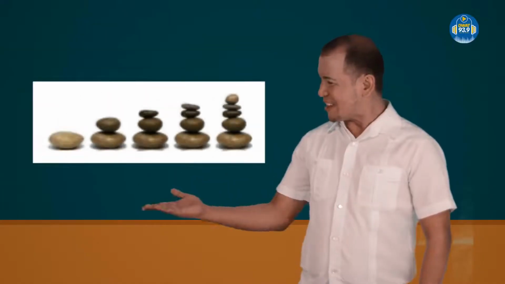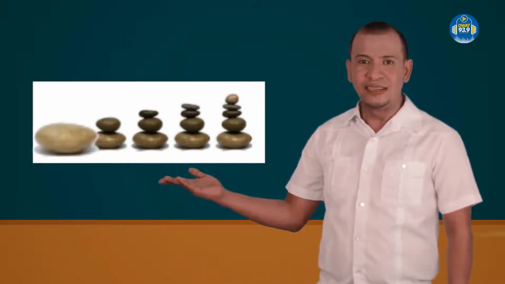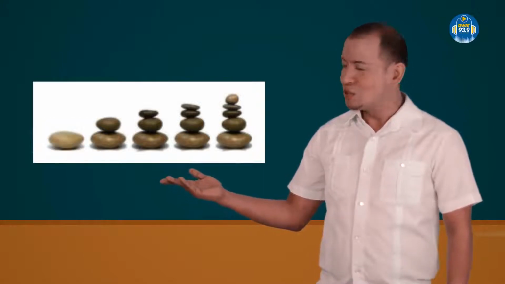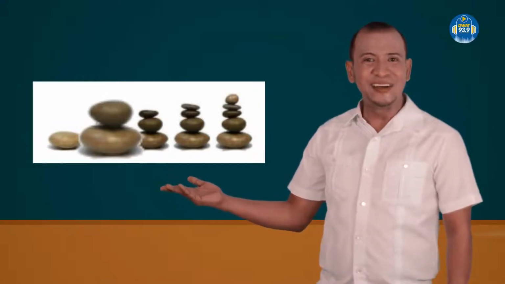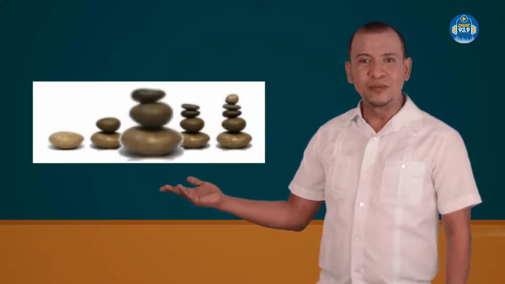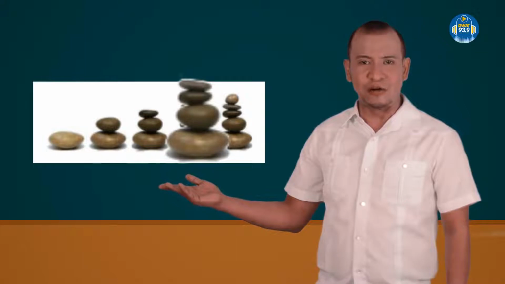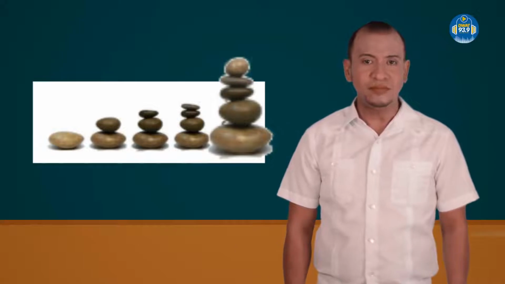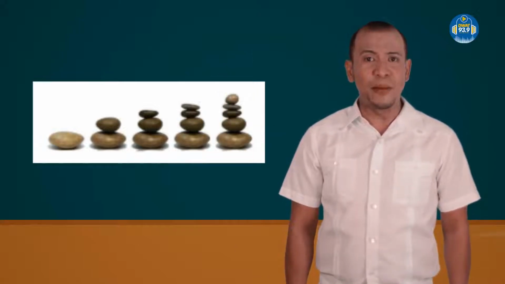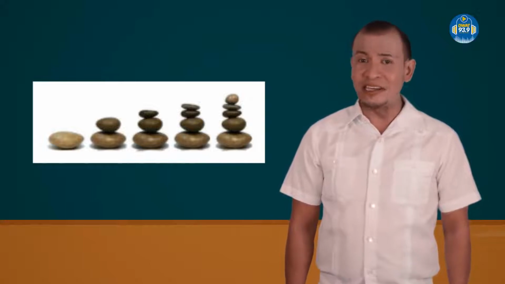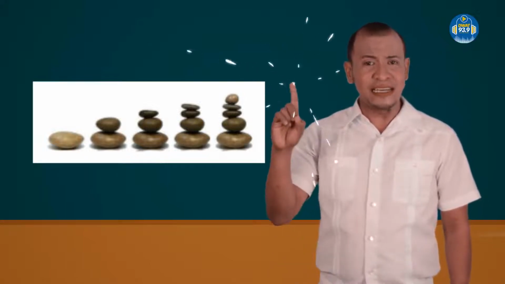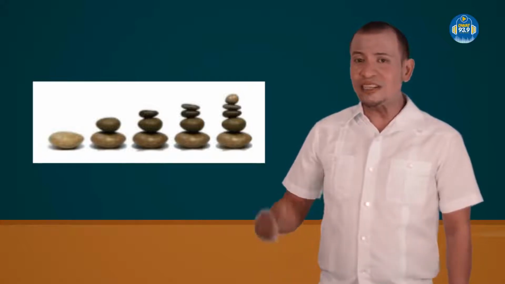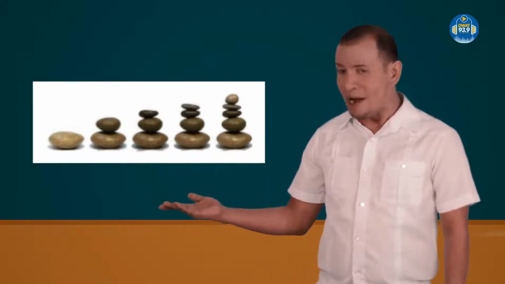Now, let's have the last example. The set of stones. In the first set, there is 1 stone. On the second set, we have 2 stones. On the third, we have 3 stones. On the fourth, we have 4 stones. And on the fifth set, we have 5 stones. Now, does this show a pattern? If your answer is yes, then you are right. Because in each set, there is an increase of 1 stone.